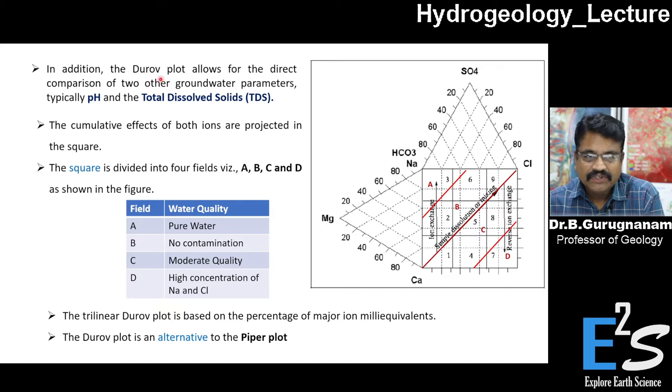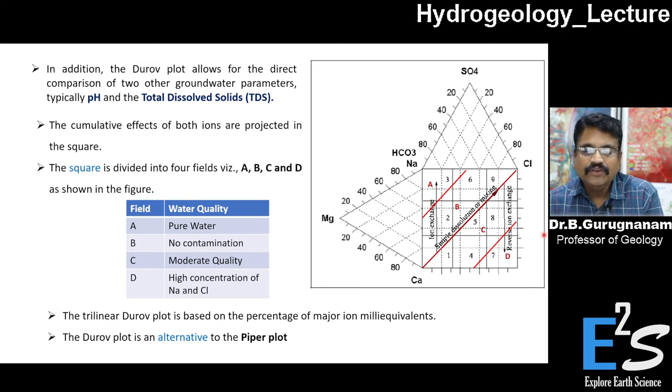In addition to that, the Durov plot allows for the direct comparison of two other groundwater parameters, typically pH and TDS. You can also take pH and TDS over here, and that also can be interpreted. That is an additional improvement of Durov's diagram with respect to groundwater quality. The cumulative effect of both ions is projected into a square. The square is divided into four fields: field A, field B, field C, field D. A is pure water, B is no contamination water zone, C is moderate quality zone, and D is high concentration of sodium and chloride.